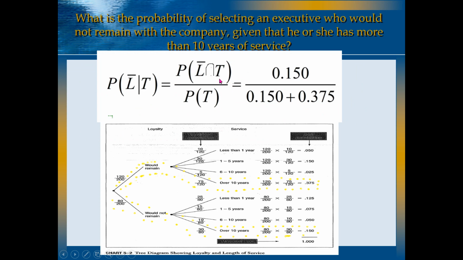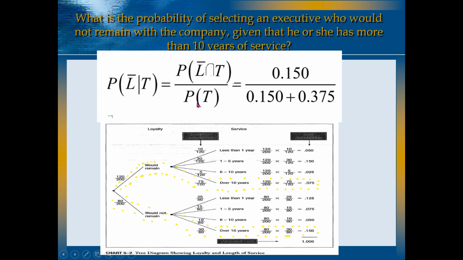So it is equal to the intersection of these two events divided by the probability of the event which is in the given condition. So the probability that the person would not remain loyal and has more than 10 years of experience, you can see it is equal to would not remain loyal and over 10 years of experience. So you can see this is this branch, 0.150. Now divided by the probability that the person has more than 10 years of experience.